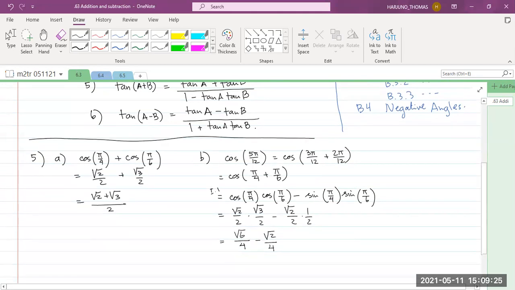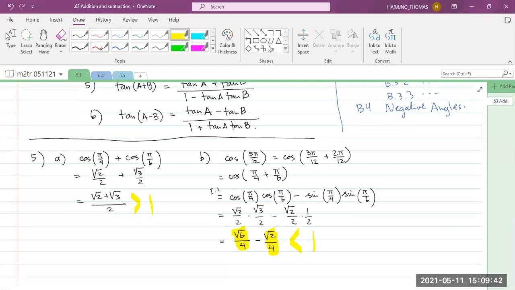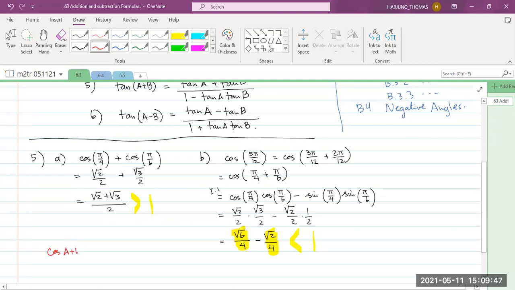Now this is less than 1, right? Minus something less than 1, the difference must be less than 1. So at least from this point of view, we know we can do a fast check that cosine A plus B is not equal to cosine A plus cosine B. It's not. From here we can see.